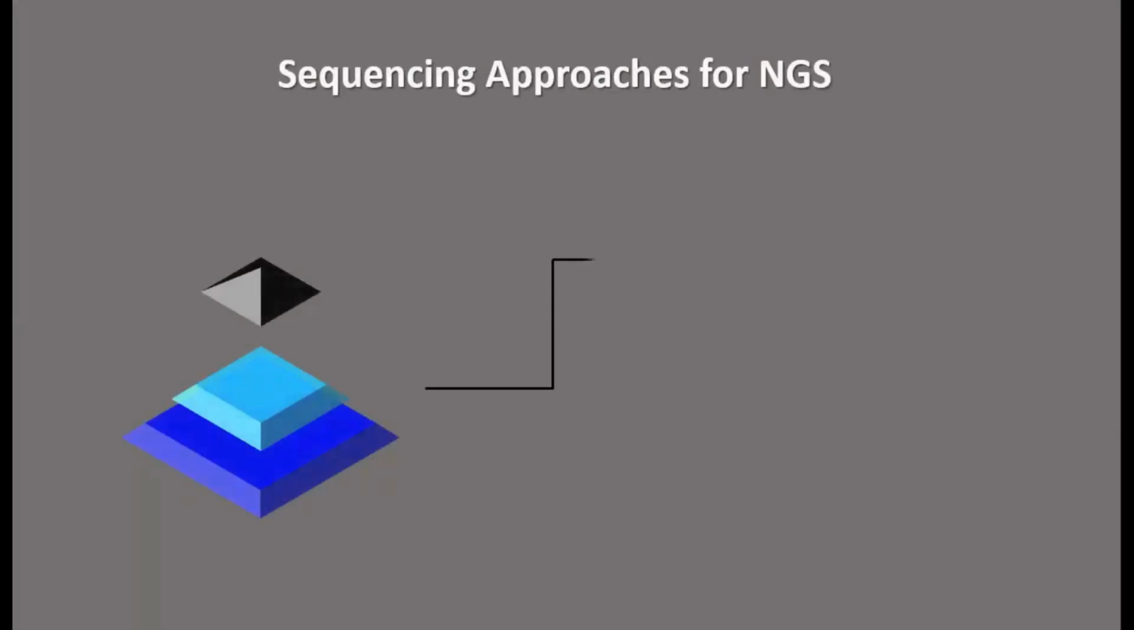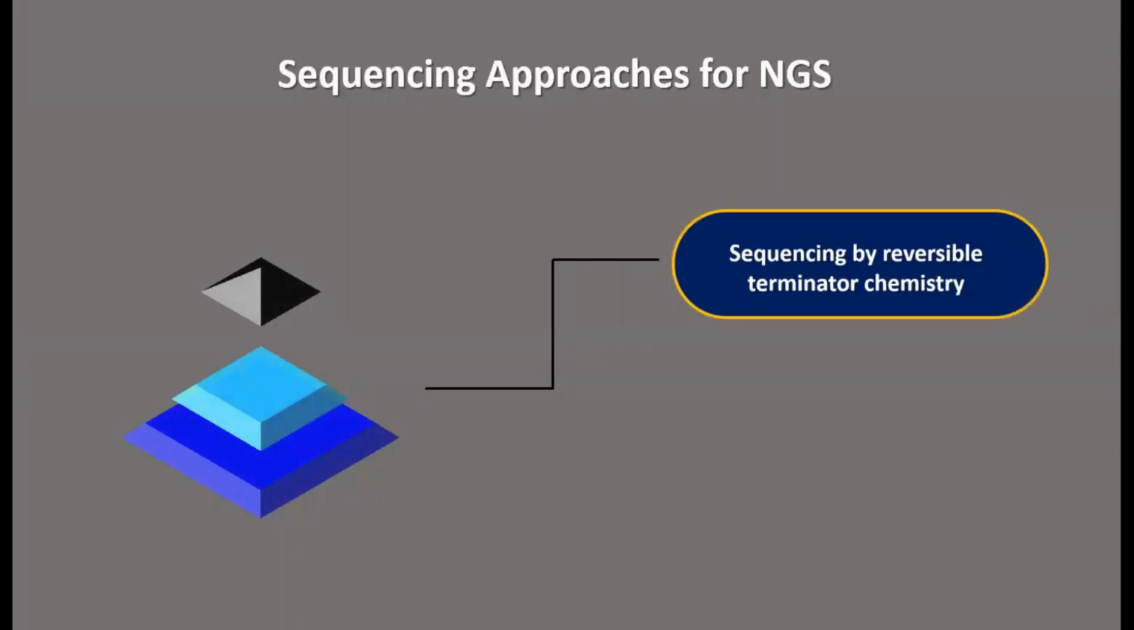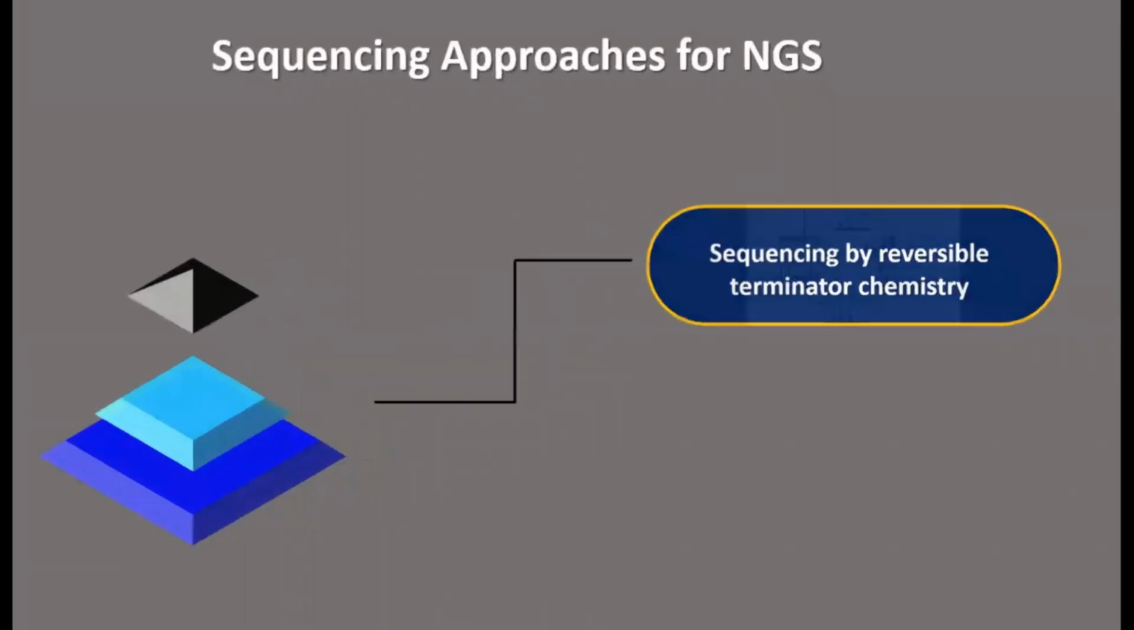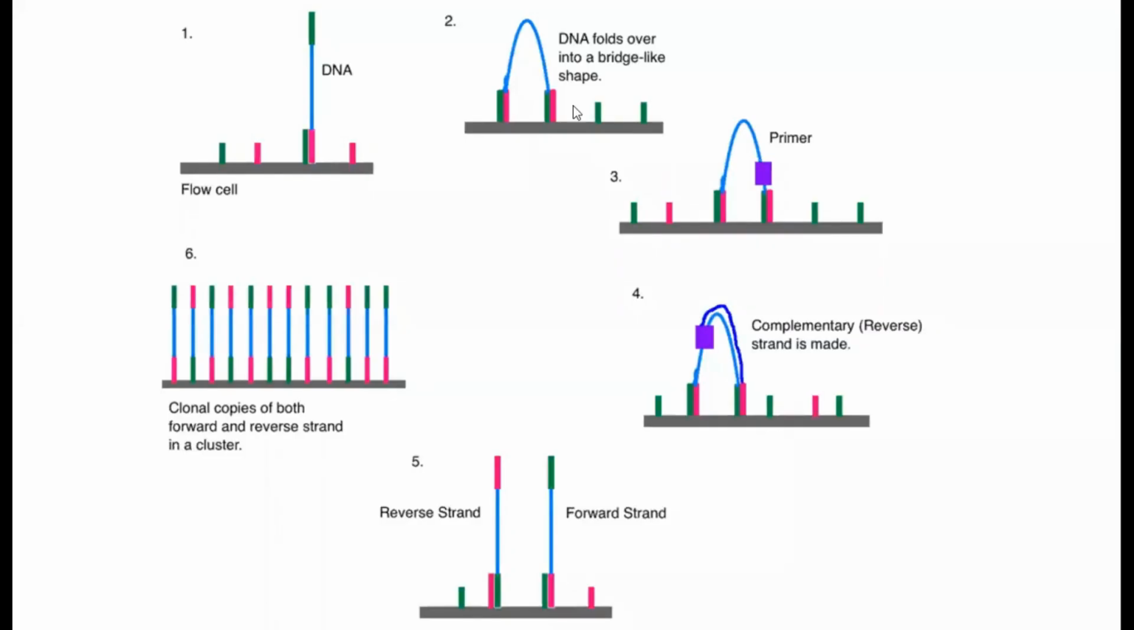Another approach for NGS that people go for is sequencing by reversible terminator chemistry. What happens here is you have a flow cell, and these are the short primers which have a specific sequence along with that. Then obviously you have your double-stranded DNA. You convert that double-stranded DNA into a single-stranded DNA, and then you apply that DNA over your flow cell. As soon as you apply the DNA over the flow cell, if it finds a complementary sequence, it will go and bind over here.